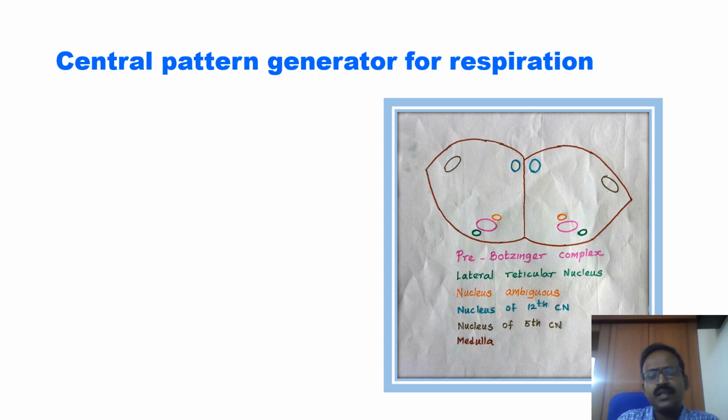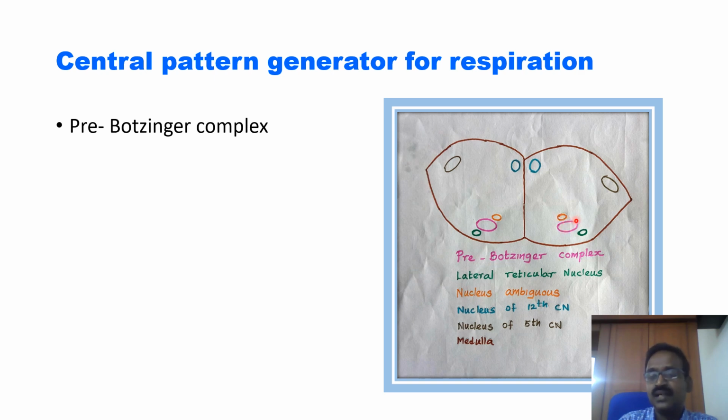The rhythmic pattern of respiration is generated from the medulla, which is called the central pattern generator for respiration, the pre-Bötzinger complex. This is the pre-Bötzinger complex. It is located in between the lateral reticular nucleus and the nucleus ambiguus.